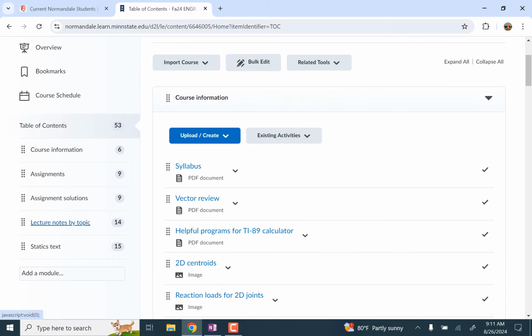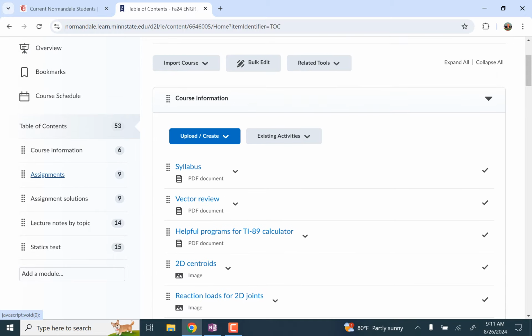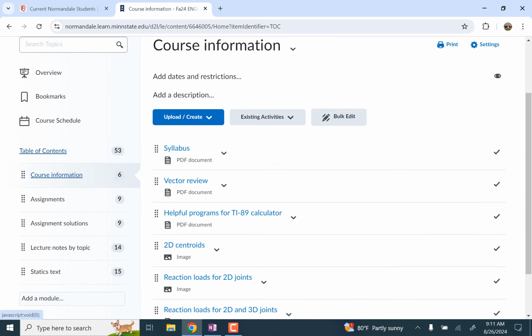Okay, so that's everything that's in there right now. And so let's just start going through the syllabus of the class. Anybody have any questions yet about any of this? Okay, so the syllabus is here.